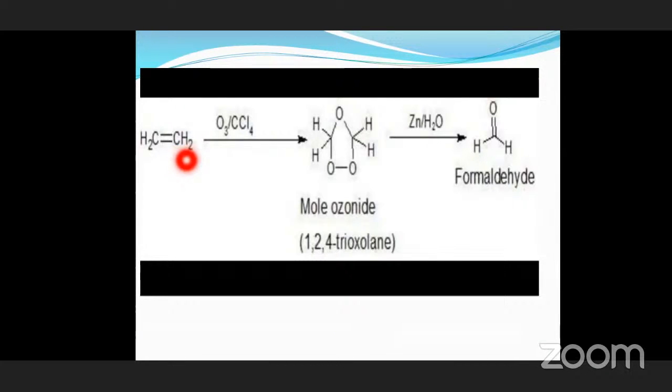participating in the reaction in the presence of O3 to form an intermediate structure. This intermediate structure is named ethylene ozonide. Again, it participates in the reaction using zinc as well as water to form formaldehyde. That means ethylene is converted to formaldehyde using ozone as well as zinc. So this is the first chemical property of ozone.